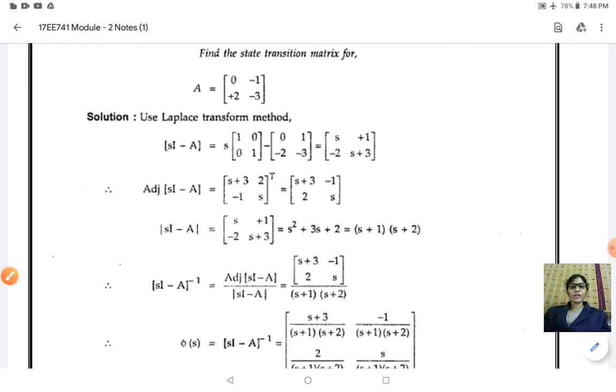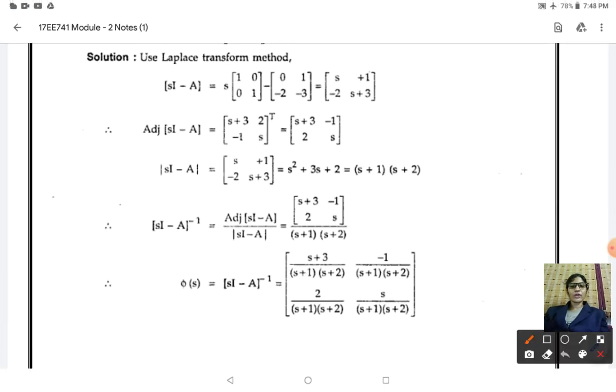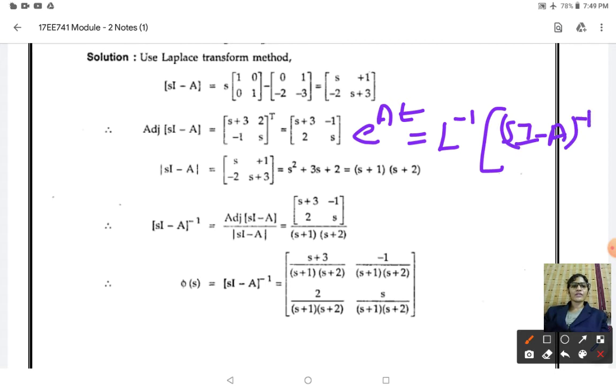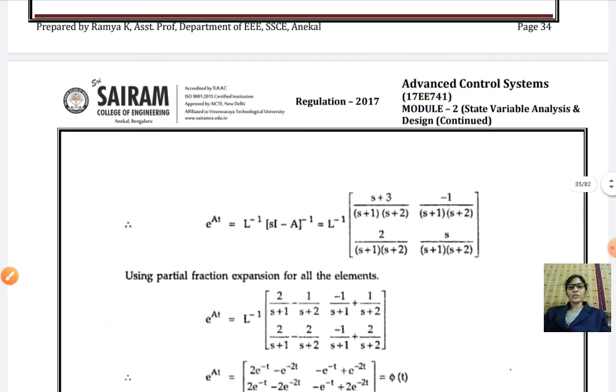What is the formula in the Laplace transformation method to identify your e to the power of At? E to the power of At, the formula is Laplace inverse of sI minus A inverse. So it is the formula. Already we have identified what is our sI minus A. Now just taking Laplace inverse for this particular parameter, we will be getting our state transition matrix e to the power of At.